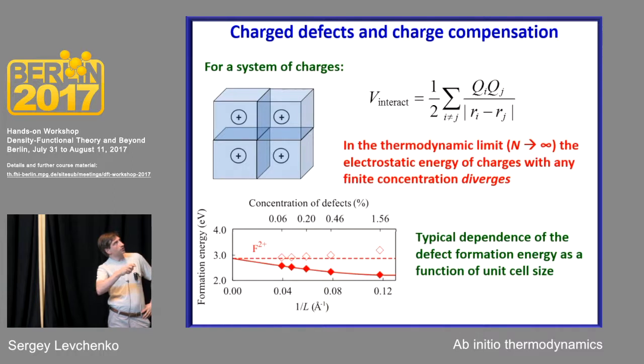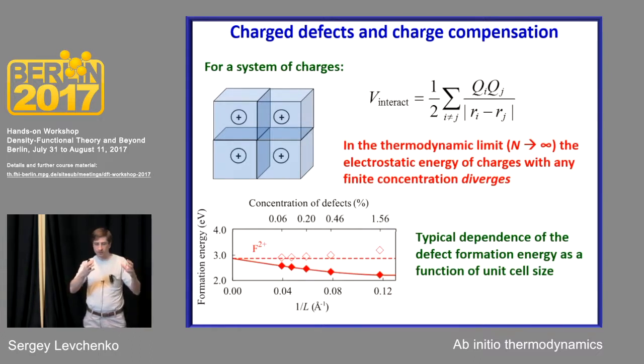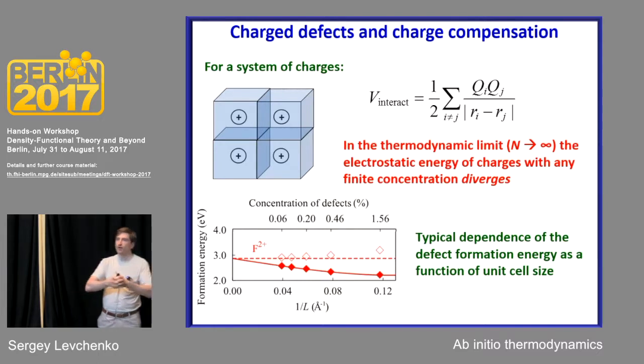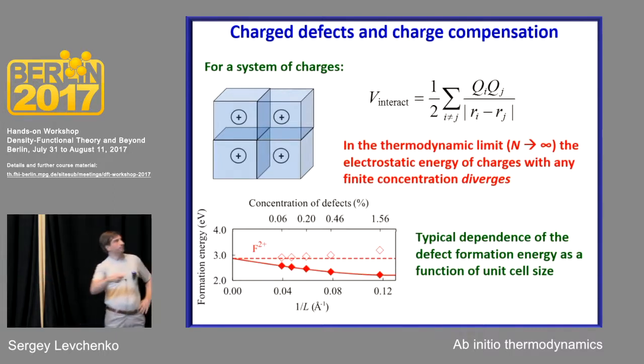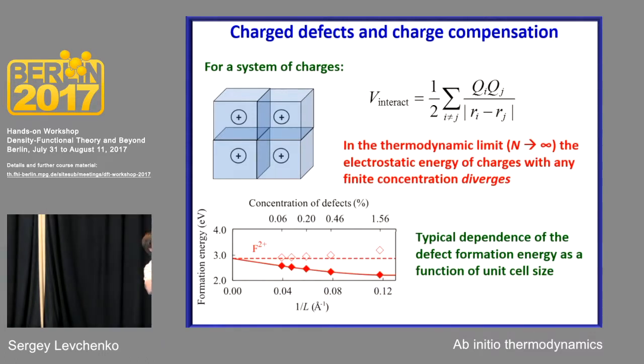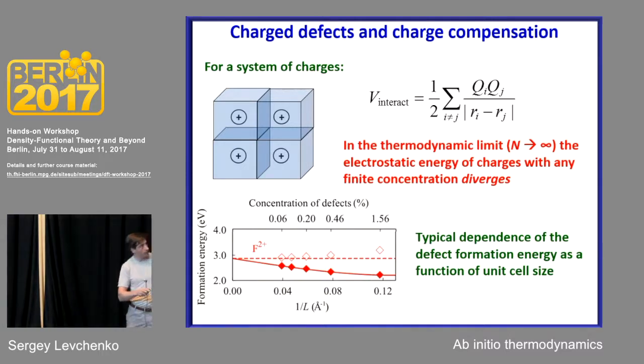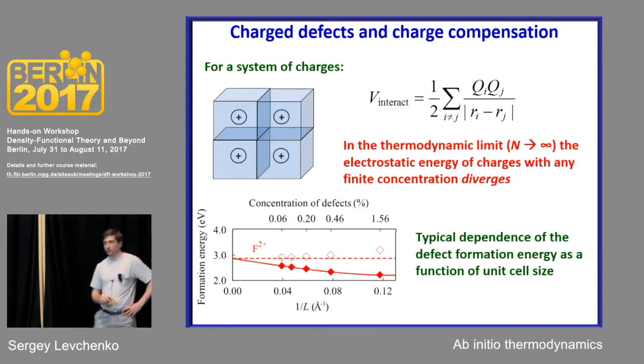I mentioned this before. If you try to model a periodic system with a defect per unit cell, then you have to compensate. In the bulk calculation, you usually just throw away the divergent terms, and this corresponds to introducing a uniform compensating background charge. And if you calculate the dependence of the formation energy on the unit cell size, you will find this typical dependence here. This is the formation of a doubly charged oxygen vacancy in magnesium oxide, and this is what we get as a function of the 1 over lattice constant size.